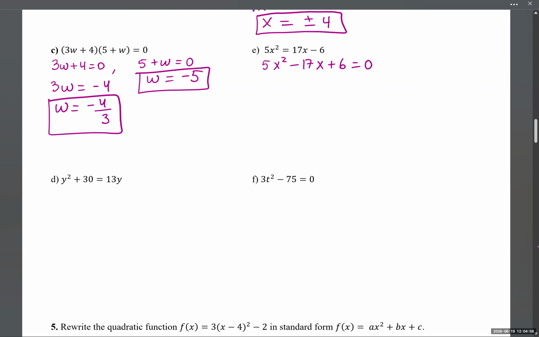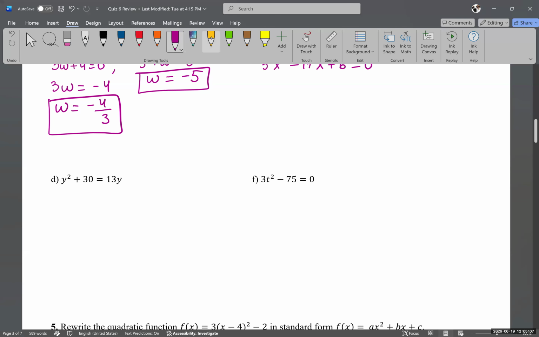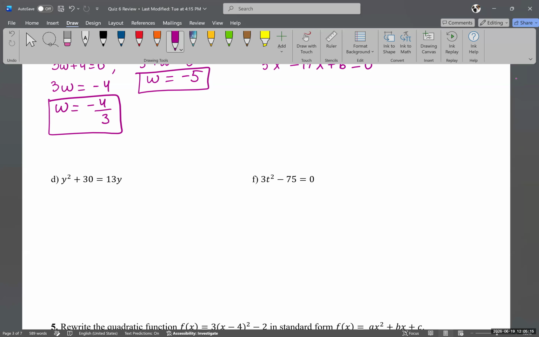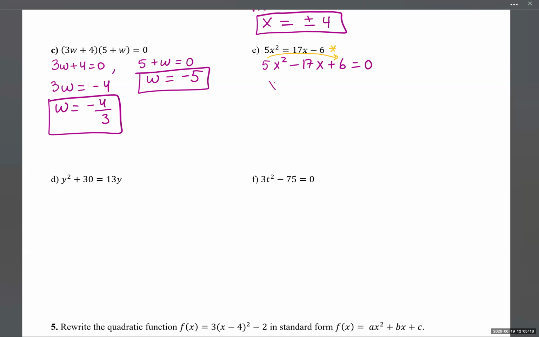I am partial to slide and divide when I'm doing factoring when there's a number in front of the x squared, so that's what I'm going to do here. In order to use the slide and divide, we first multiply the first number by the last number, and then we rewrite that equation without the 5 in front of the x squared: x squared minus 17x plus 30 equals 0. Then we go ahead and solve as if there was no number in front of x squared.